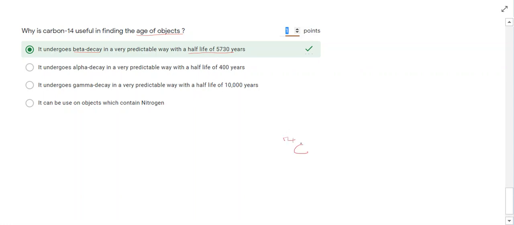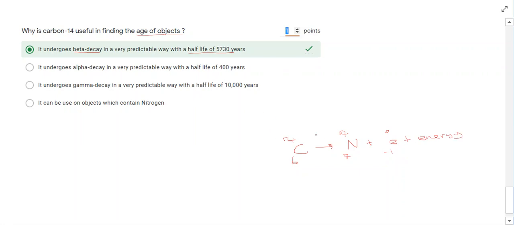So if you remember, if we take carbon-14, it breaks down into nitrogen, and it also gives up this high energy electron, which is what beta radiation is. And this is -1 plus a lot of energy.